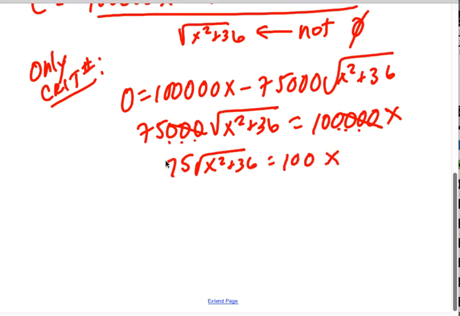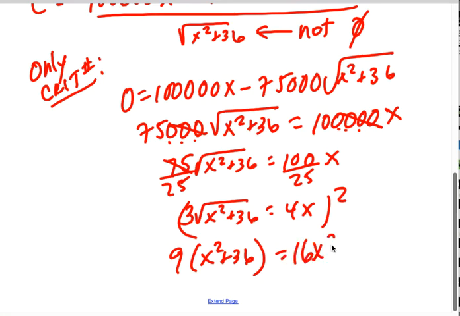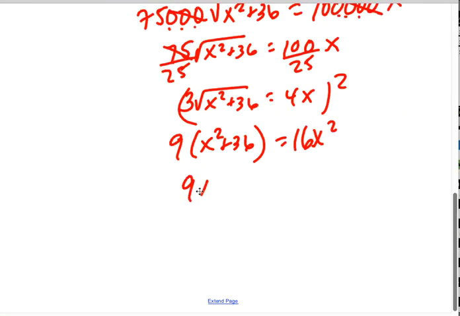You could divide by 25, right? I could divide these by 25 because that's a multiple they have in common, and I could get 3 root this thing equals 4x, and now your life is a lot easier. So now when I square both sides, I'm going to get 9 times this thing with no more square root, equals 16x squared. 9x squared plus 36 times 9, which we'll deal with in a sec, equals 16x squared.